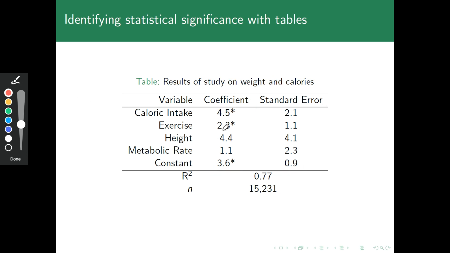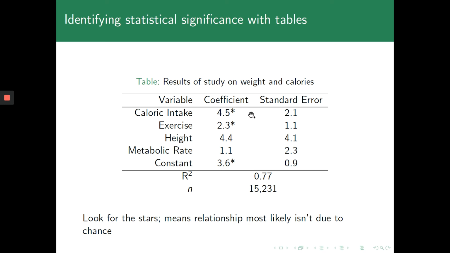Usually, when a study includes a little asterisk next to the coefficient, as we see here, here, and here for caloric intake, exercise, and the constant, don't worry about what constant is for now, that usually means that that variable, that independent variable, has a statistically significant effect on the dependent variable, okay? So when you're looking at a table like this, look for the stars, look for the asterisks, and it usually means that the relationship isn't due to chance.